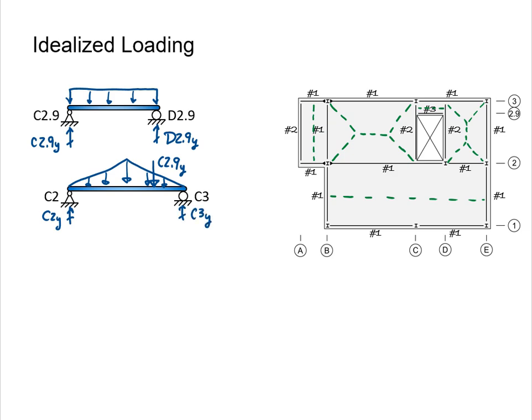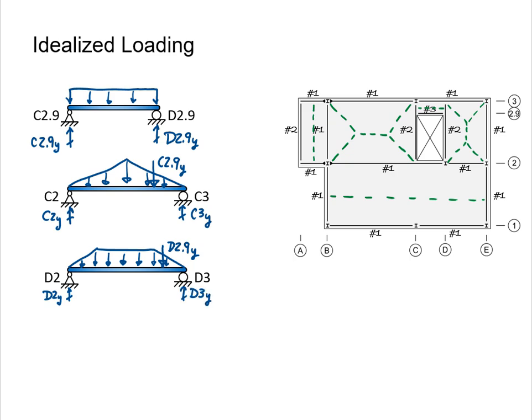Member D2, D3 gets trapezoidal distributed load from the panel to its right, and the point load from member C2.9, D2.9, and we would calculate the reactions holding it up. Member A2, A3 is also labeled number 2, so we would draw that one and calculate its reactions as well.